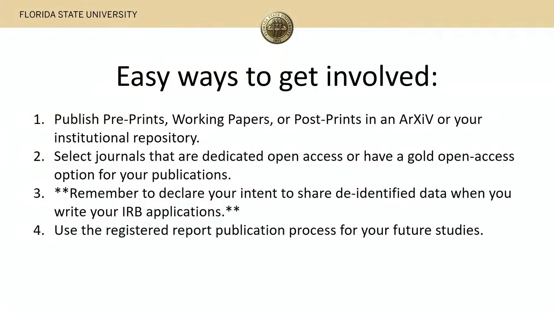But right after these next two slides, sorry, the easy ways to get involved. Publish your preprints, your working papers, your postprints, or whatever in an archive or in your institutional repository. Digital Commons is fantastic for that. That's easy to do if you're publishing a journal article. You've already created it. You might as well just share it through the repository or an archive. When you're deciding which journals to submit your papers to, select ones that are dedicated open access or at least have a gold open access option.